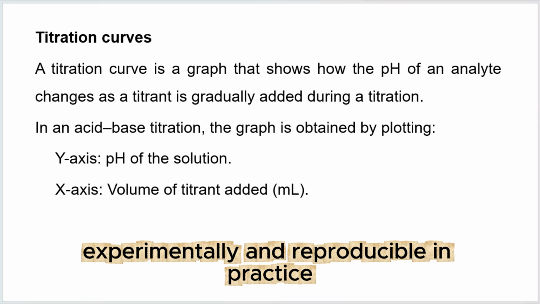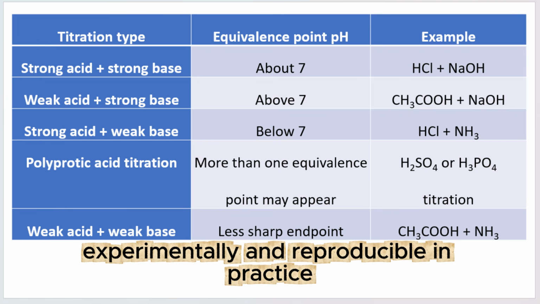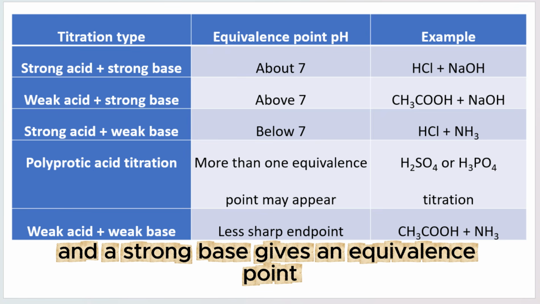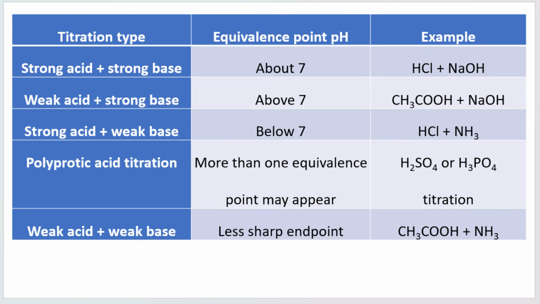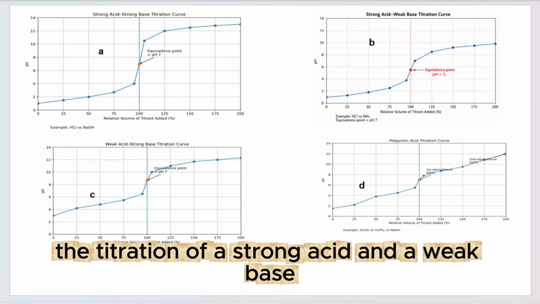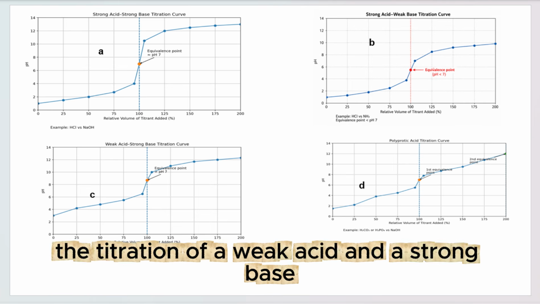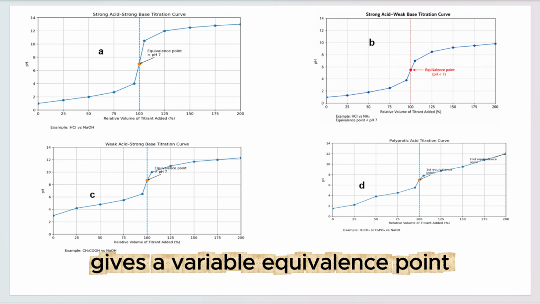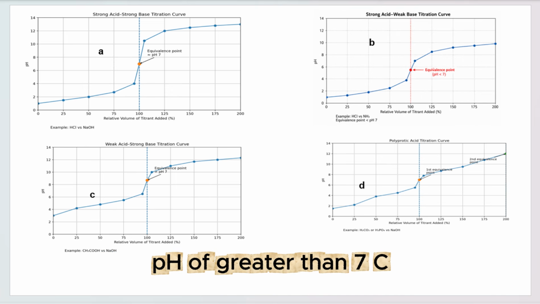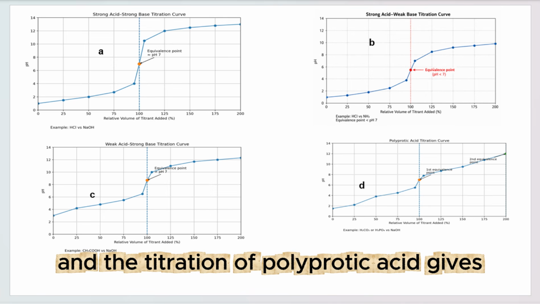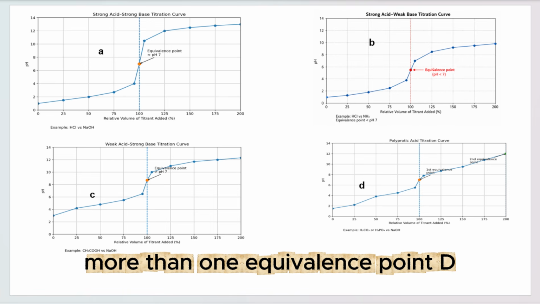It is obtained experimentally and reproducible in practice that the titration of a strong acid and a strong base gives an equivalence point pH of about 7. The titration of a strong acid and a weak base gives an equivalence point at pH less than 7. The titration of a weak acid and a strong base gives an equivalence point at pH greater than 7, and the titration of polyprotic acid gives more than one equivalence point.